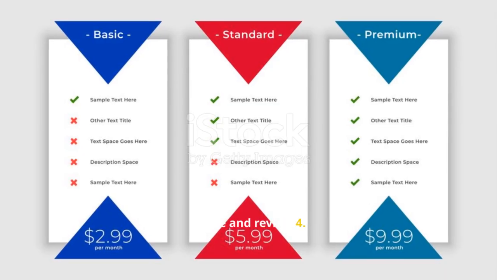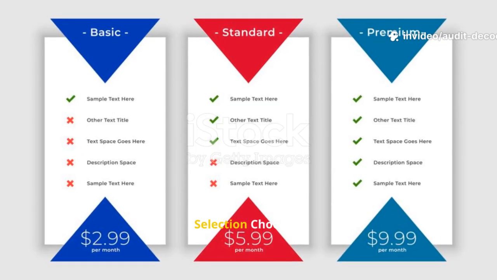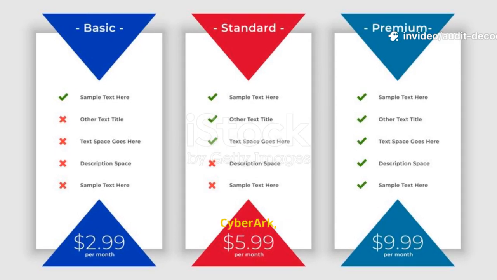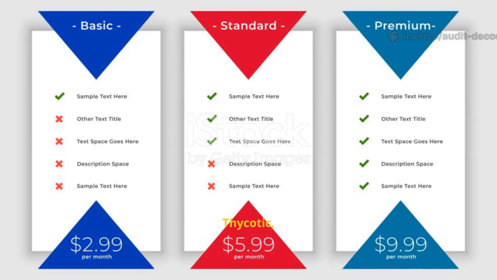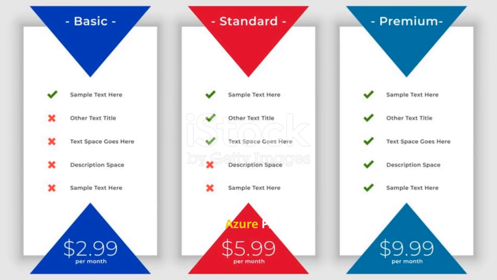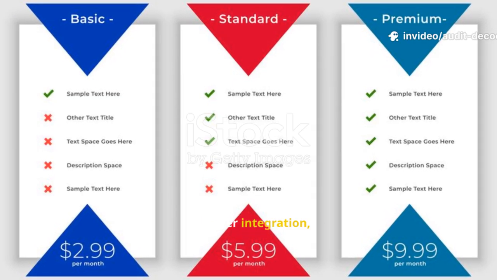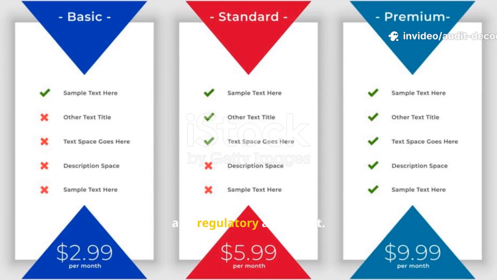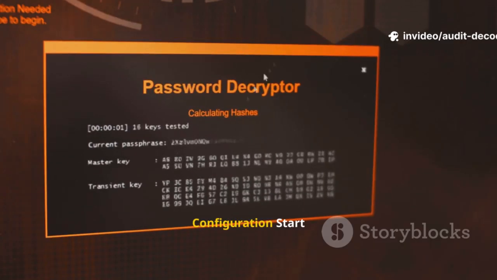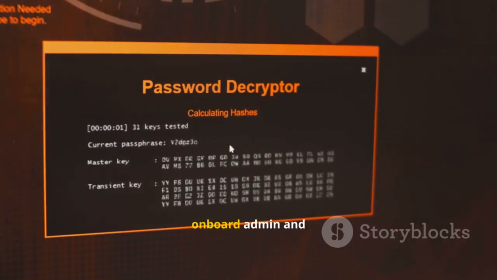4. Technology selection. Choose a PAM tool based on your ecosystem, e.g., CyberArk, BeyondTrust, Thycotic, Delinea, OneIdentity, HashiCorp Vault, or Azure PIM. Consider integration, scalability, and regulatory alignment. 5. Onboarding and configuration. Start with pilot systems, onboard admin and service accounts, enable vaulting and rotation, and test access workflows.